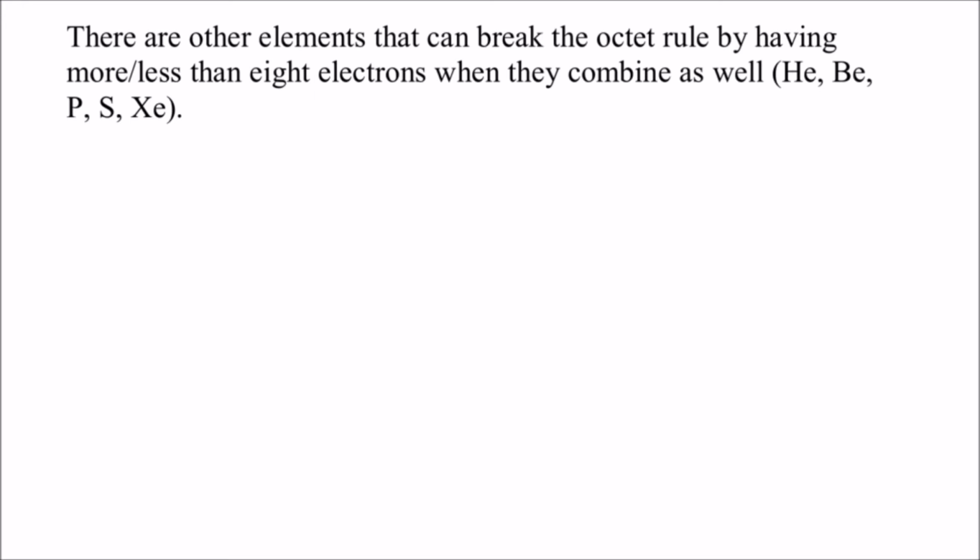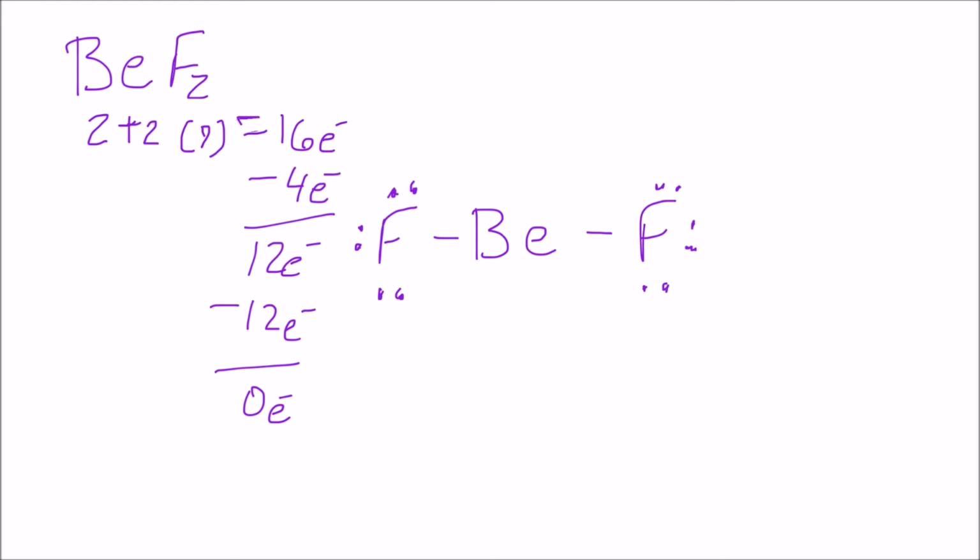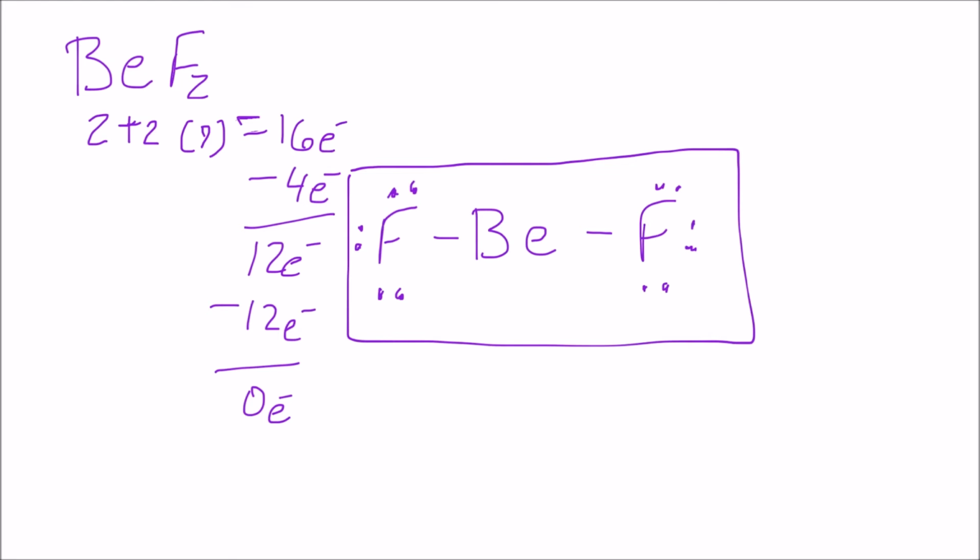But remember, in the previous video we talked about elements that can break the octet rule. Beryllium is one of them. Beryllium only wants 4 valence electrons, which means that this is the final Lewis structure. That's the correct answer.